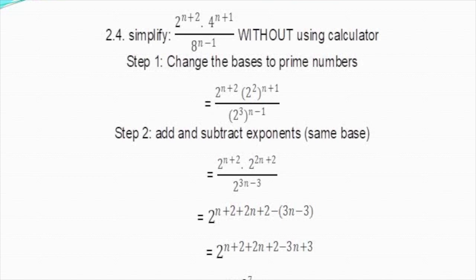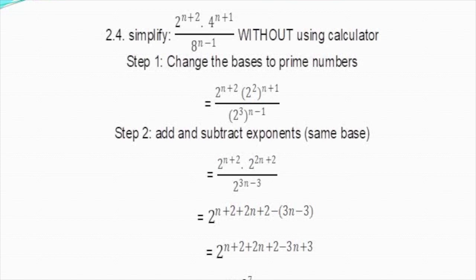Since the bases are the same, the law of exponents says if we are dividing, we have to subtract the exponents. So we are going to have 2 to the power n plus 2 plus 2n plus 2 minus 3n minus 3. Remember, in our previous example, we said that if we have a negative outside the bracket, there is a hidden number there, but we do not write it. That hidden number is 1. So negative 1 times 3n will give us negative 3n, and negative 1 times negative 3 will give us positive 3.